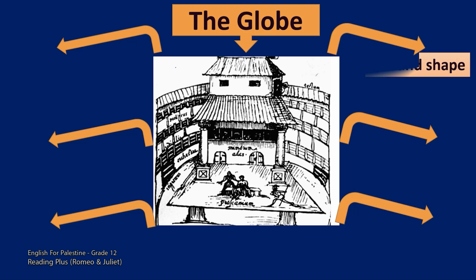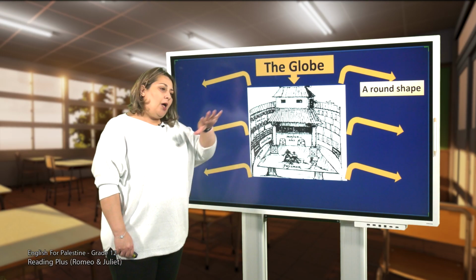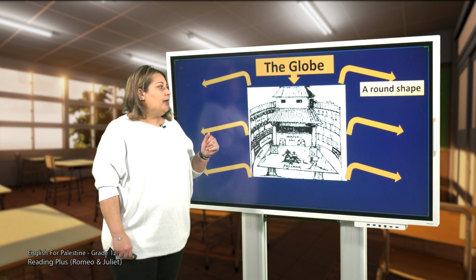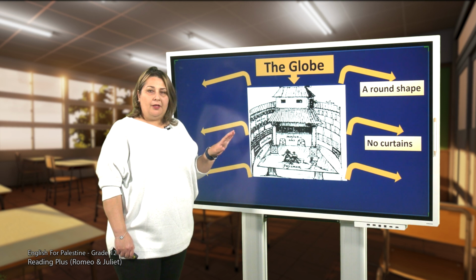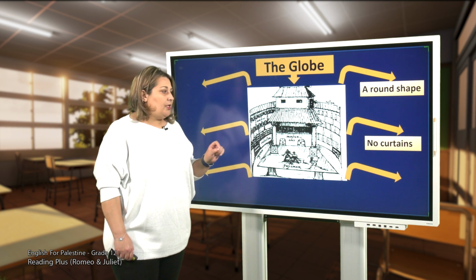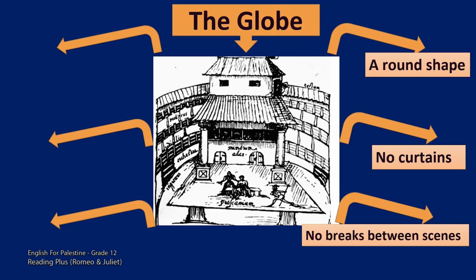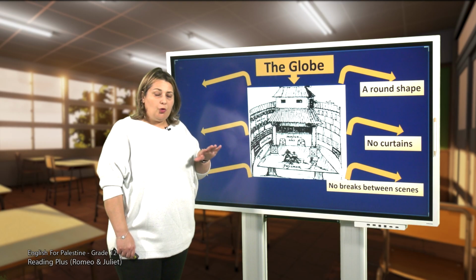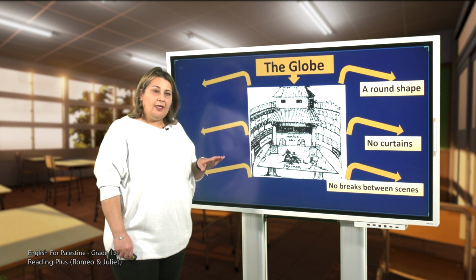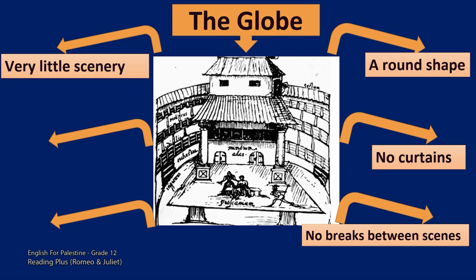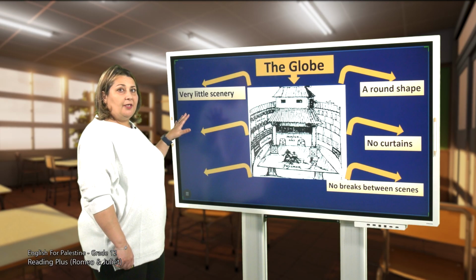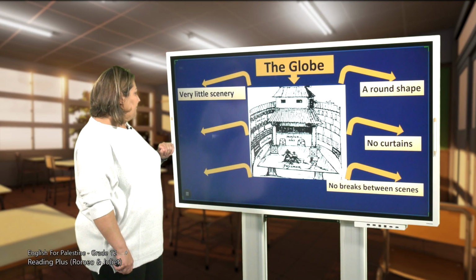The first one is the round shape. It had a round shape, okay? Number 2, there were no curtains in the theater. Number 3, there were no breaks between the scenes. Number 4, very little scenery.